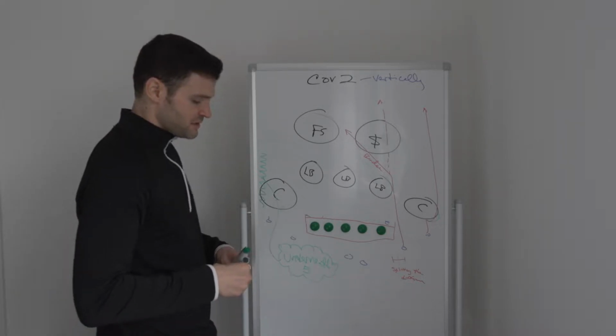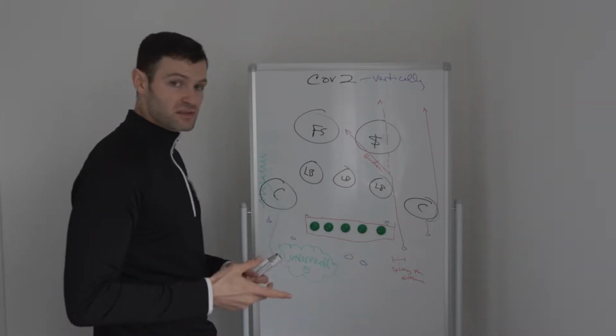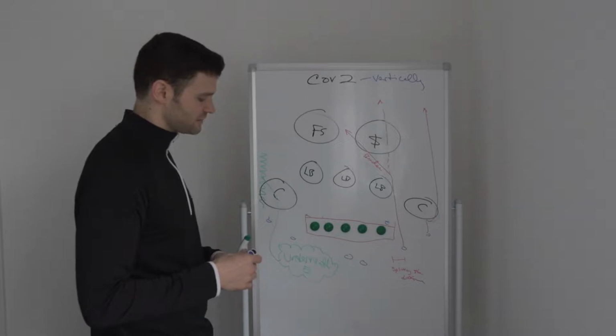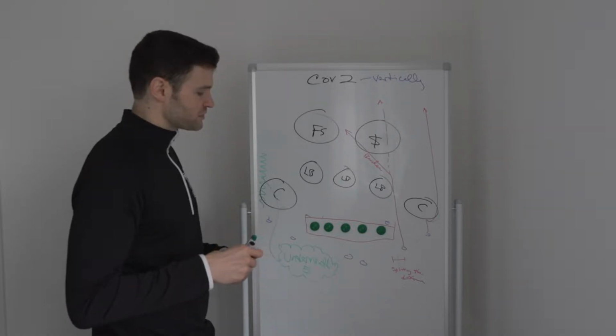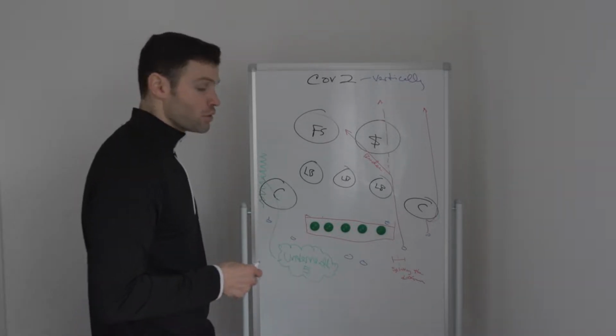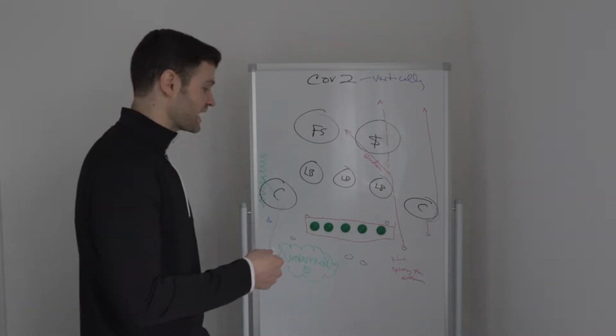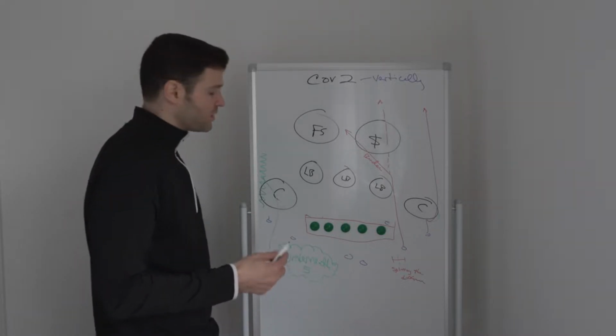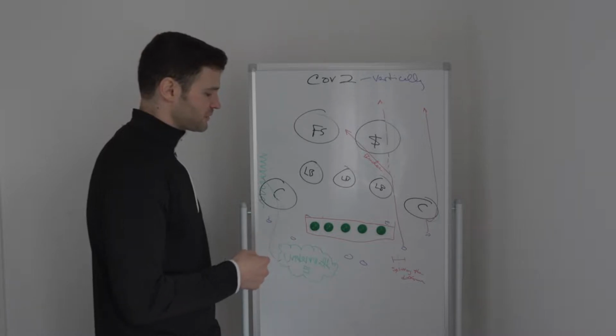So how do you beat cover two underneath? Well, you need to attack people's responsibilities. You need to understand, again, what they're responsible for, when they're going to pass up people to the next guy, and how to throw the ball against this. So let's run another concept that I really, really like.